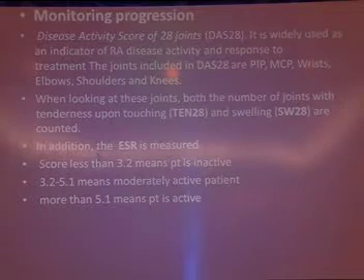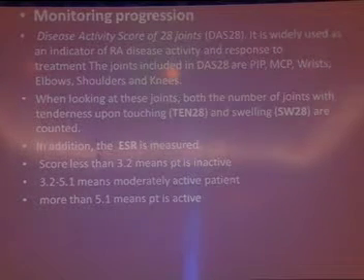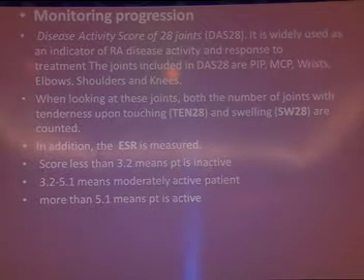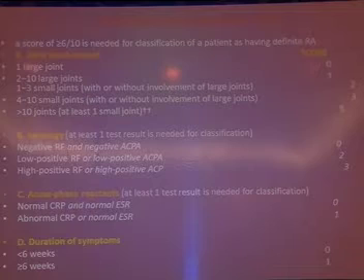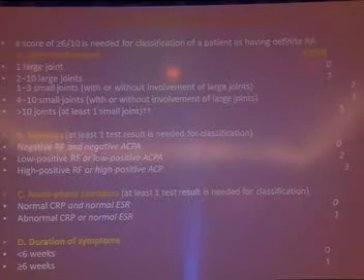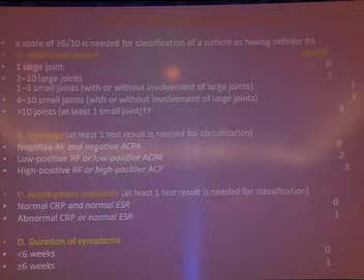A score less than 3.2 means the patient is inactive. 3.2 to 5.1 means moderately active disease, and more than 5.1 means active disease. Now, this I'm not going to detail, but this is a very important 2010 ACR/EULAR classification of this.